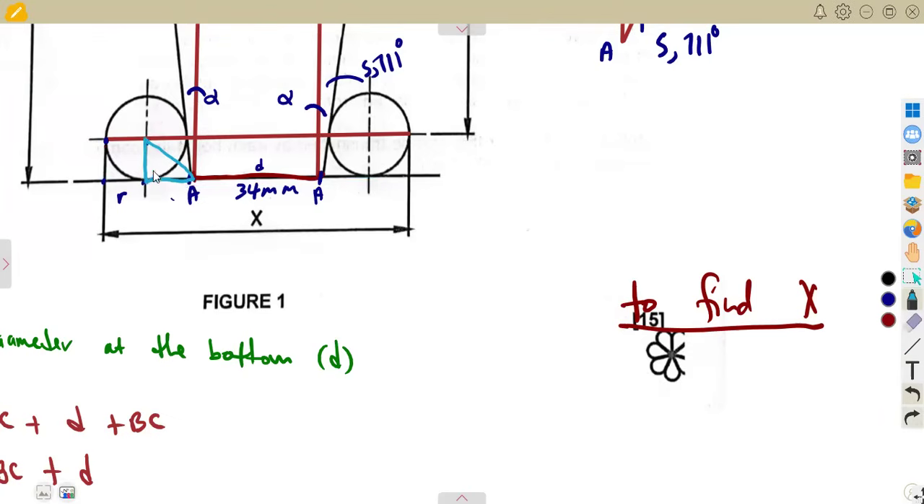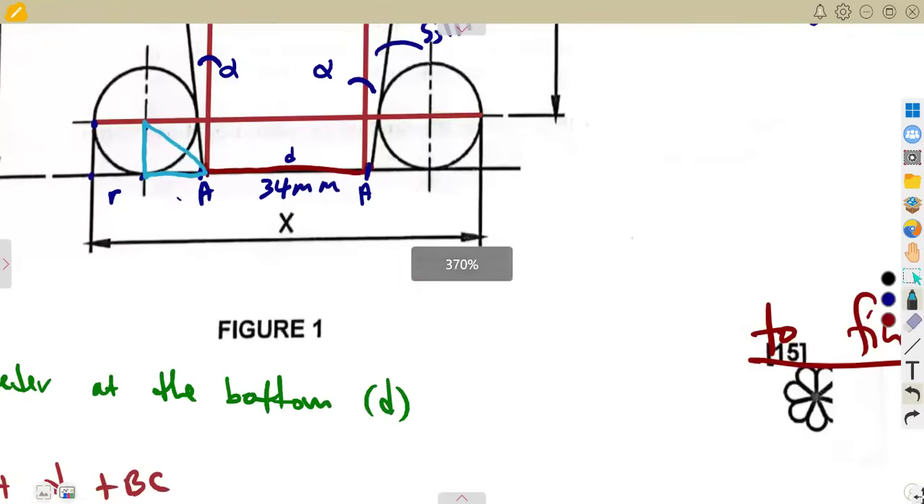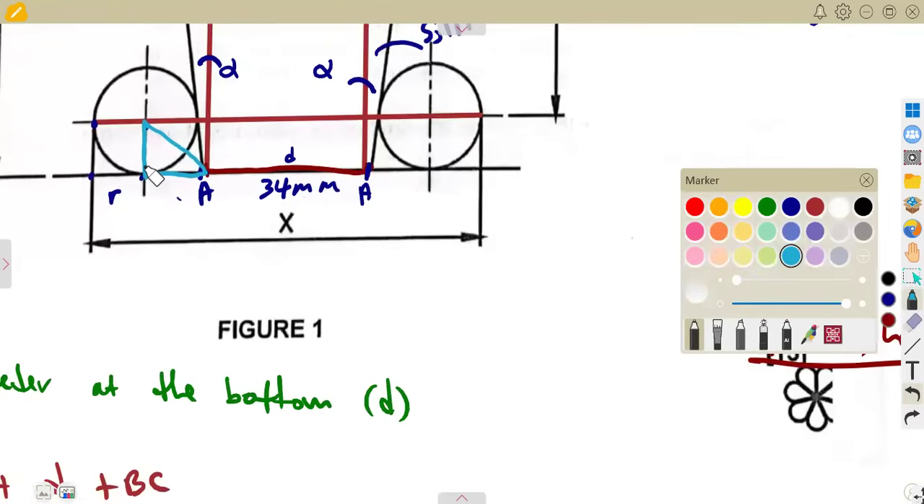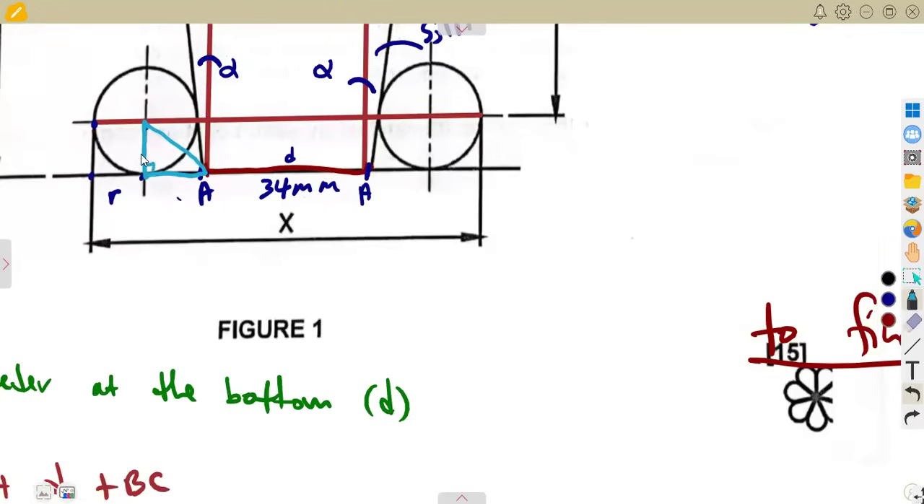So we are formulating a right angle triangle because this is a radius, and we know that a radius and a tangent meet at what? At 90 degrees. So this is a tangent, and this is a radius from the center. So these two meet at 90 degrees.